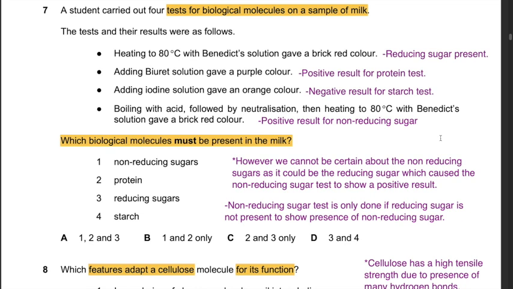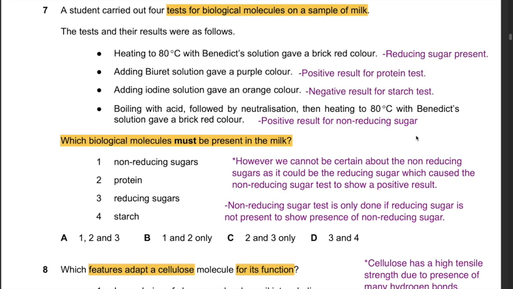Adding iodine solution gave an orange color. The iodine solution is used as the test for starch, and if it gives an orange color, that indicates it is a negative test result because the positive test result for iodine solution is blue-black. Remember that. So if it gave an orange color, that means it is a negative result for the starch test, indicating that there is no starch present. And the final test, boiling with acid followed by neutralization, then using Benedict solution. Well, boiling with acid followed by neutralization and heating is done for non-reducing sugars. And although a positive result is there for non-reducing sugar, we cannot be certain about it.